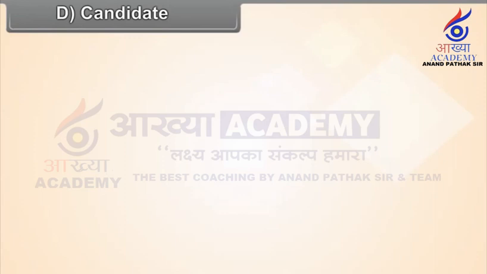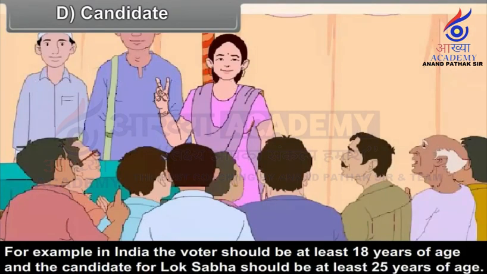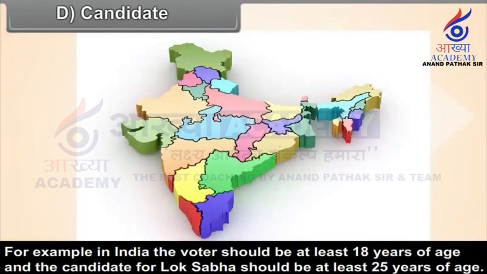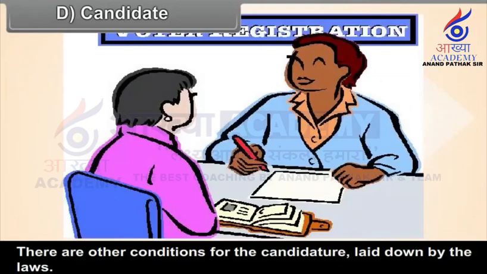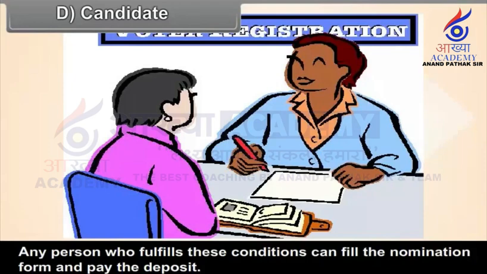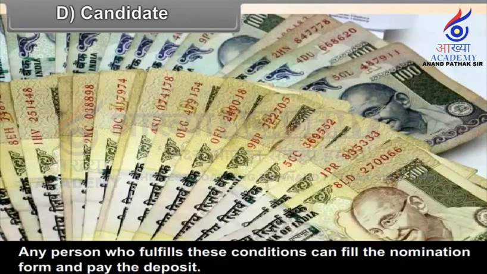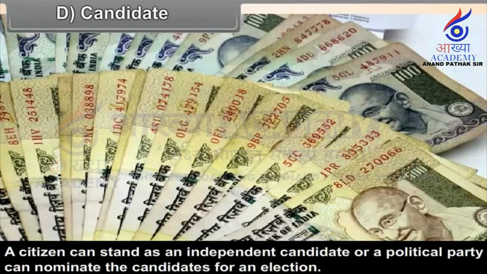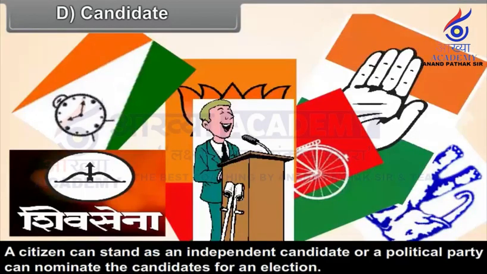D. Candidate. Any person who is a voter can become the candidate, but there is a difference of age. For example, in India, the voter should be at least 18 years of age, and the candidate for Lok Sabha should be at least 25 years of age. There are other conditions for the candidature, laid down by the laws. Any person who fulfills these conditions can fill the nomination form and pay the deposit. A citizen can stand as an independent candidate, or a political party can nominate the candidates for an election.